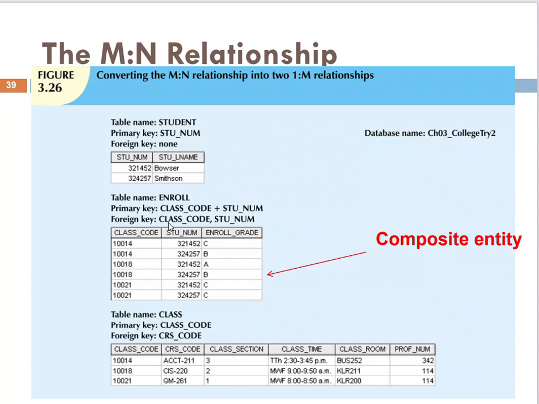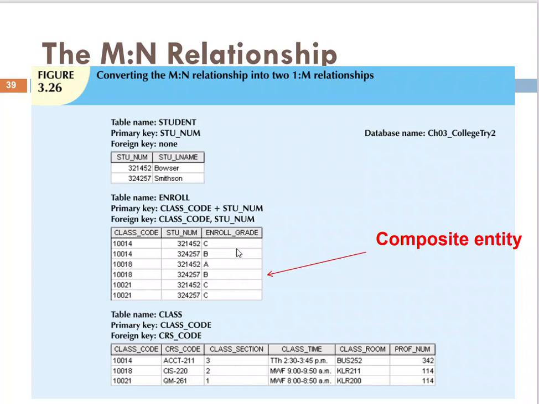So, foreign key pun sama. Class code, kita akan ambil benda yang sama, attribute yang sama, class code dan student number. Okay, foreign key ni class code, student number. Primary key, kedua-dua. Combination of class code and student number.